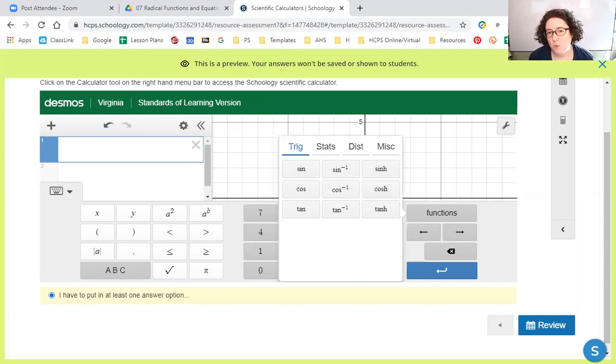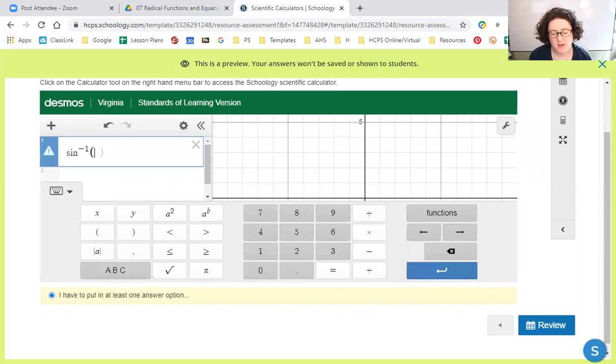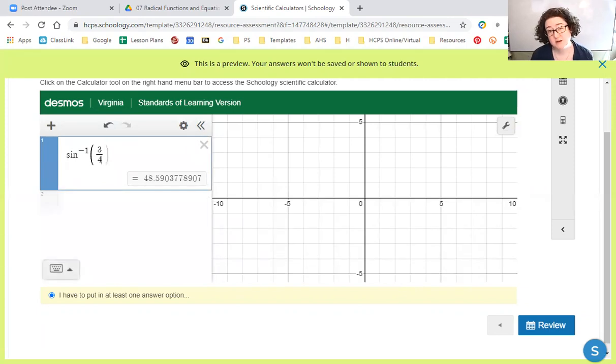So the way we wrote our equation was sine inverse, so sine -1. And then we typed in our fraction, 3 divided by 4. The nice thing about Desmos is it automatically puts that in as a fraction for us, so it looks just like our equation does. And notice it's now spitting out that expression, 48.590377, etc. So if that's the correct way to do this, then we should be able to check this on our calculator on Schoology as well.